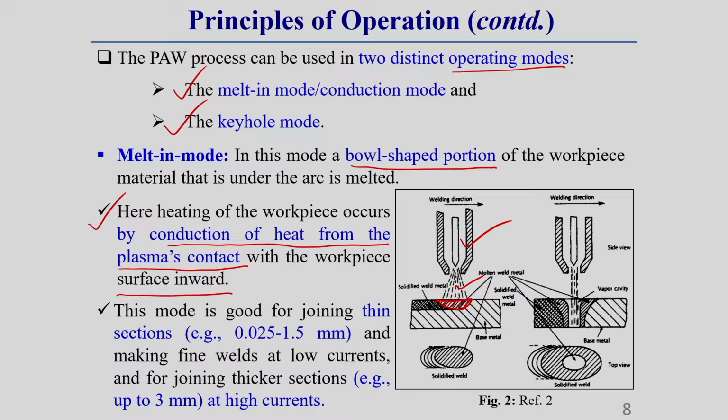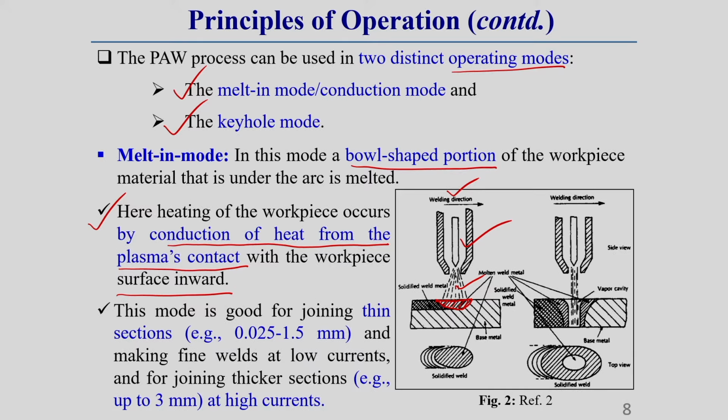So, whatever conduction of heat occurs here, it occurs from this arc to the workpiece by conducting heat in the inward direction. Now, this melt-in mode or conduction mode type of welding process is used for very low thickness material, especially thickness varying from very low, like 0.025 millimeter, to around 3 millimeter. Up to this 3 millimeter thickness plate, it is preferable to use what is called conduction mode welding, because here penetration is comparatively less.